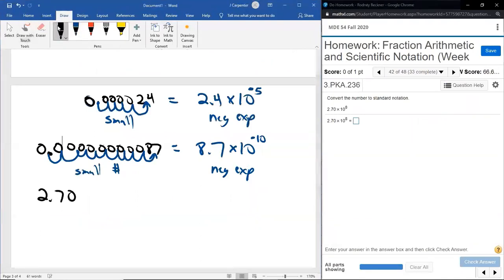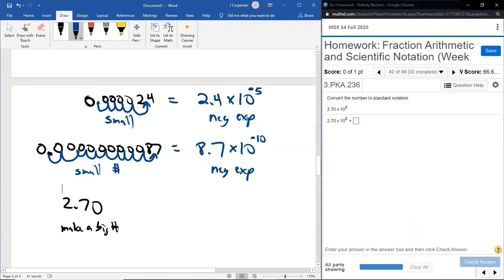So we got 2.70 times 10 to the 8th. So I'm just going to write the 2.70 part. Now we're trying to make a regular old number, so no more times 10 with an exponent. So now we got to look at the exponent and say that's a positive exponent. So a positive exponent means we should be making a big number. If that was a negative 8, we'd want to make a small number. Now that tells me which way to move it.